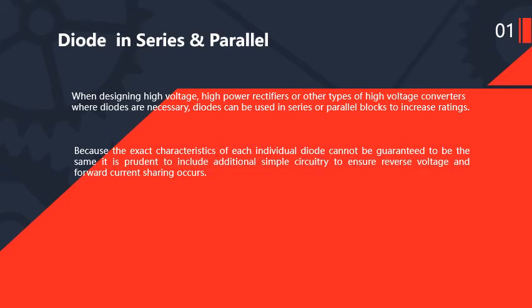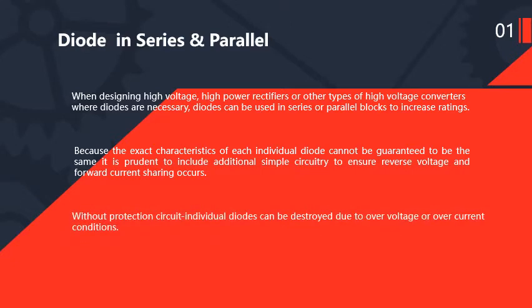Because the exact characteristics of each individual diode cannot be guaranteed to be the same, it is prudent to include additional simple circuitry to ensure reverse voltage and the forward current sharing occurs. Without protection circuit, individual diodes can be destroyed due to overvoltage or overcurrent condition.